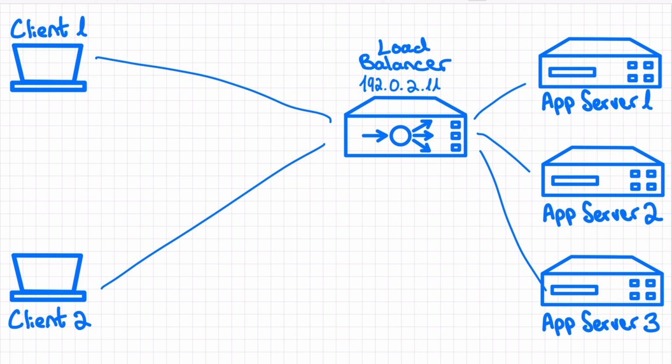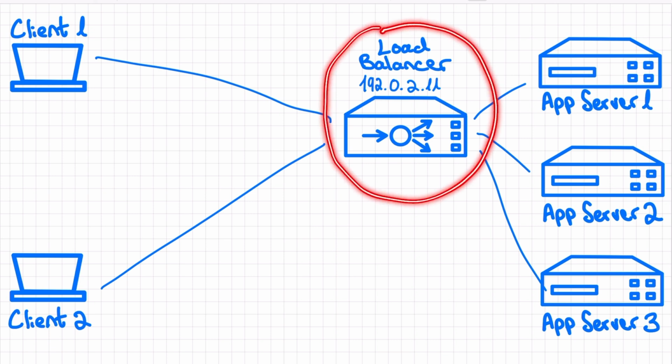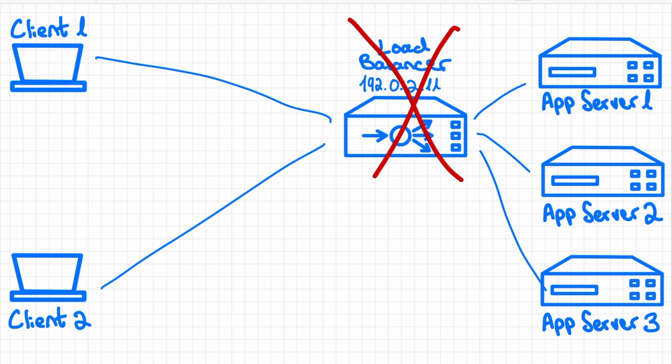Okay, so that is great and all. The application server is no longer a single point of failure, but now we find ourselves in a very similar problem, right? Now our load balancer is a single point of failure. If the load balancer dies, then all the client requests will basically go nowhere and the system will become unavailable. The solution for that is again redundancy.